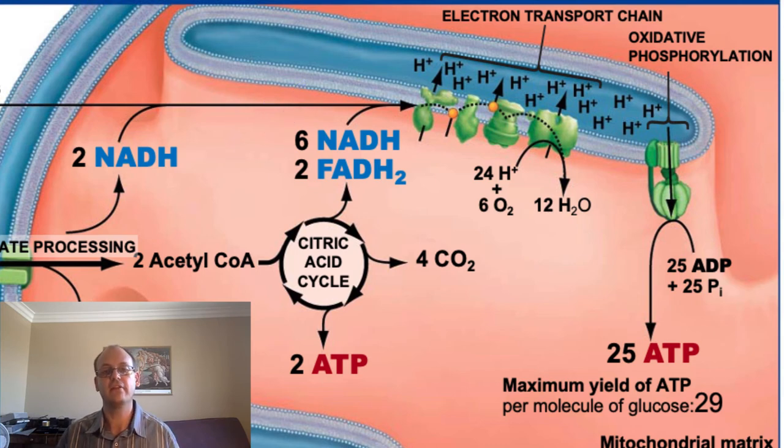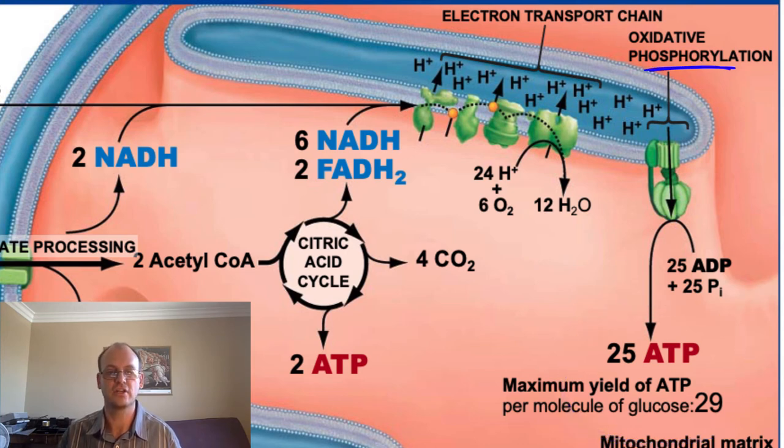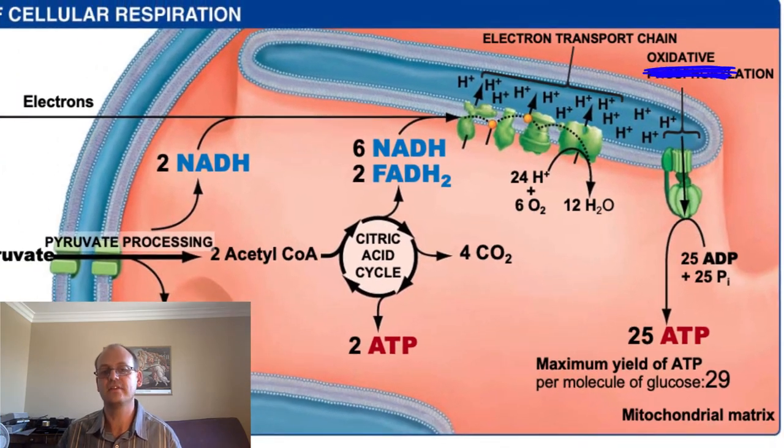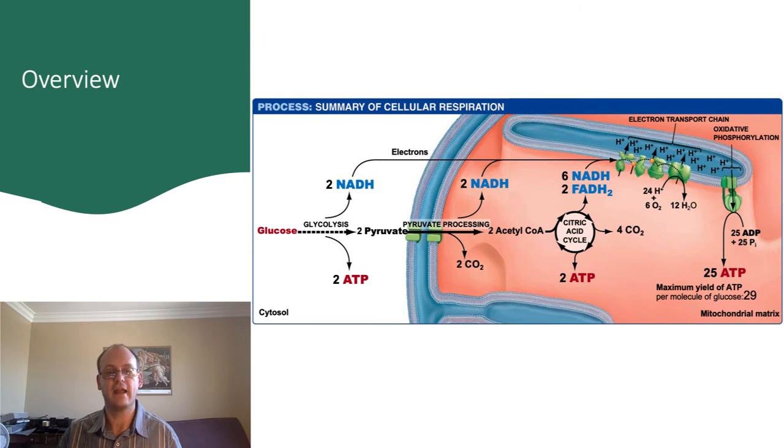These molecules carry their high-energy electrons to the inner membrane of the mitochondria, where they enter the electron transport chain. The final result of the electron transport chain is the production of lots of ATP through a process called oxidative phosphorylation. We'll take each of these steps in turn, but first we need to learn a bit about redox reactions, reactions which involve a transfer of electrons.